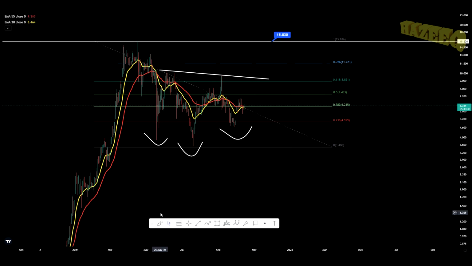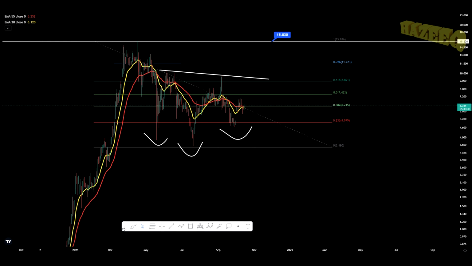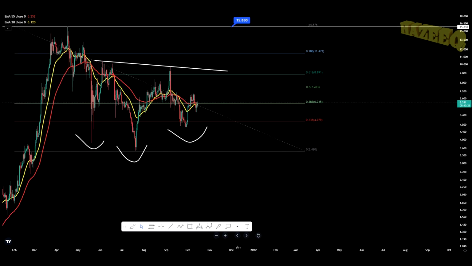Today we're taking a look at Theta against USDT. I do want to say that I'm not a financial advisor. You should do your own research before investing money into crypto. So we're on TradingView. This is the daily chart.